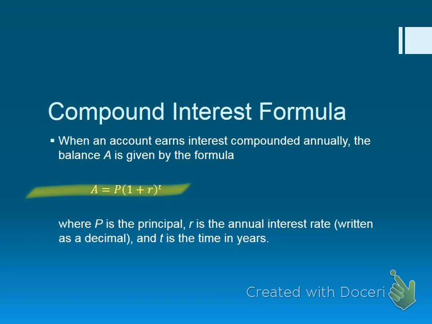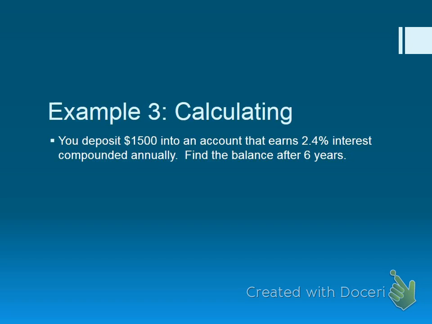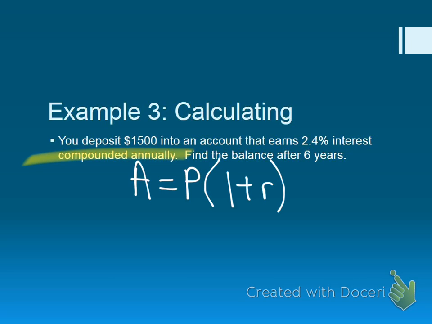Okay, in example 3 now, how do you know what formula to use? Well, you have to see what it calls for. In this example, it says that it's compounded annually, so that is my indicator that I use compound interest. Write down your formula, or you already have it written down. Okay, so what do you plug in?